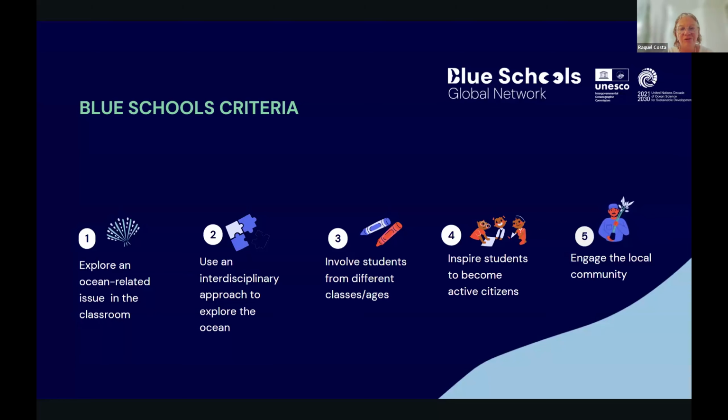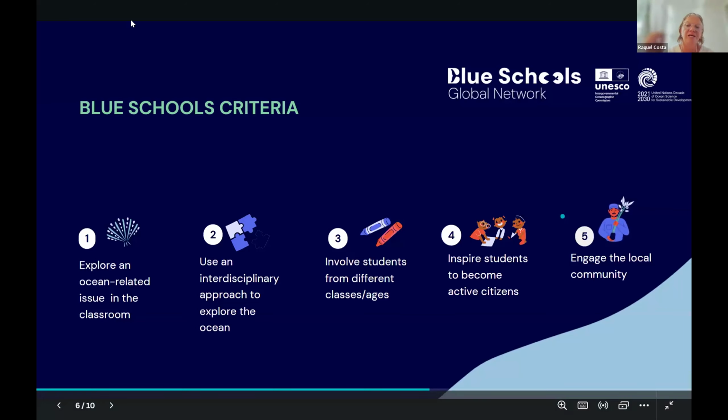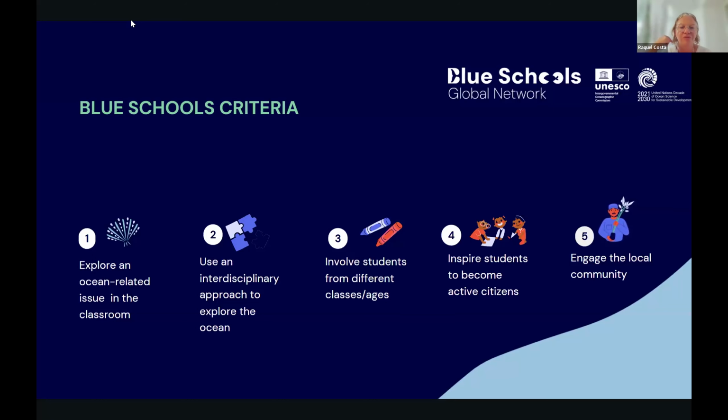The third is to involve students from different ages and different classes, because to define a blue school as a blue school, we need to have more than one classroom working on the ocean. And then inspire students to become active citizens. This is a very, very important criterion for us, because for us, blue schools are not only schools that know more about the ocean, but they are acting as citizens to have a better world. And the last one is to engage the local community in their projects. So these are the criteria to become a blue school.